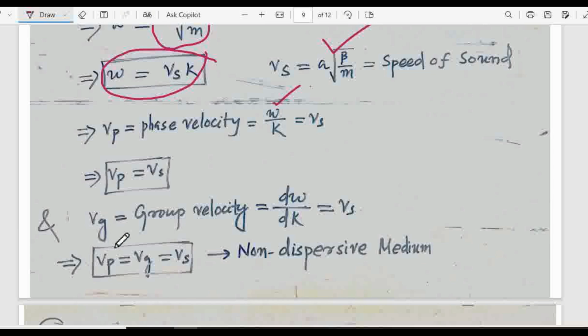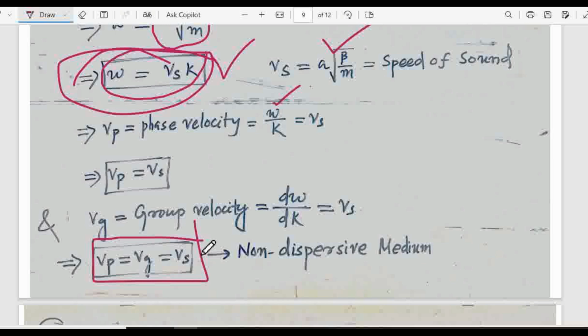So how can you find this? This is nothing but d omega by dk, the differential of omega with respect to k. So if you differentiate this equation, what do you get? d omega by dk is also Vs. So what are we getting? We are getting Vp equal to Vg, group velocity equal to phase velocity equal to the speed of sound. That means it is a non-dispersive medium.